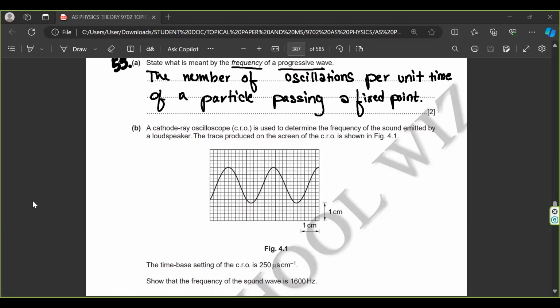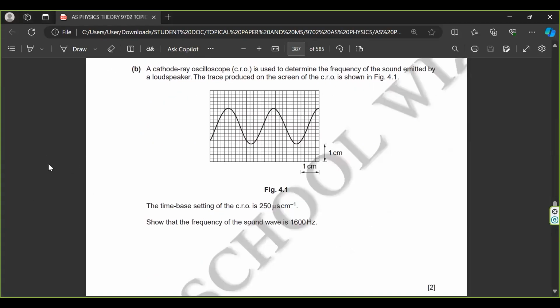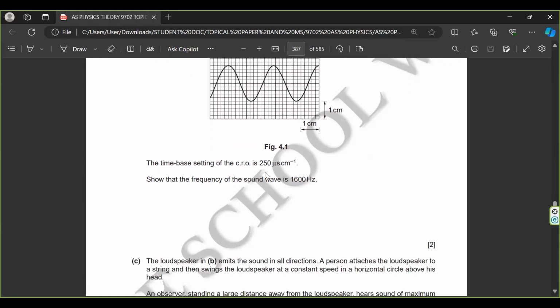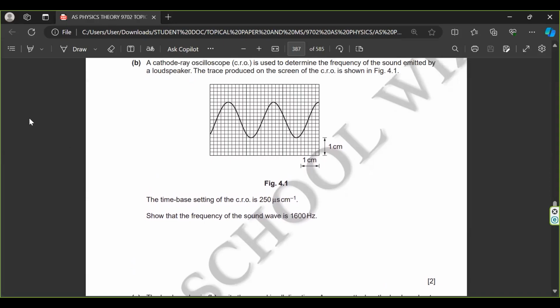Now, let's look at the question right below. A cathode ray oscilloscope is used to determine the frequency of the sound emitted by the loudspeaker. The trace produced on the screen of the CRO is shown in the figure. The time-base setting is given. Show that the frequency of the sound wave is 1600 hertz. What we're going to do here is find the equilibrium line, which is right here. And 5 small boxes represent 1 centimeter.